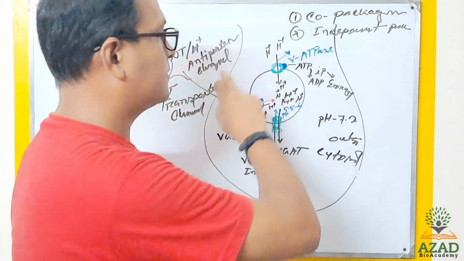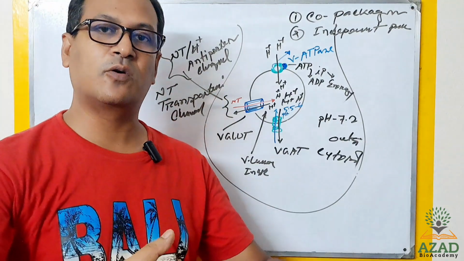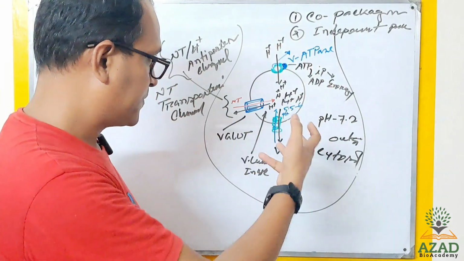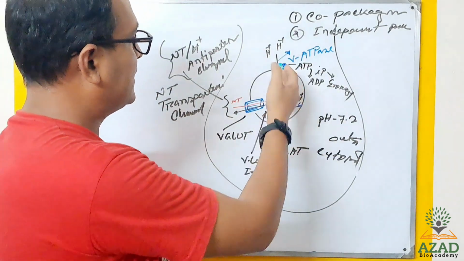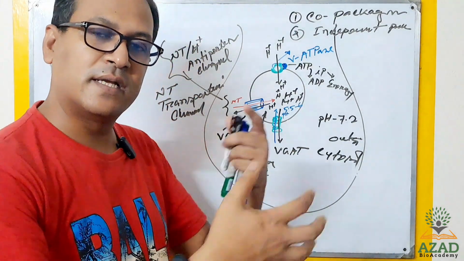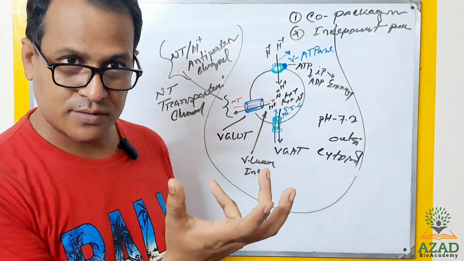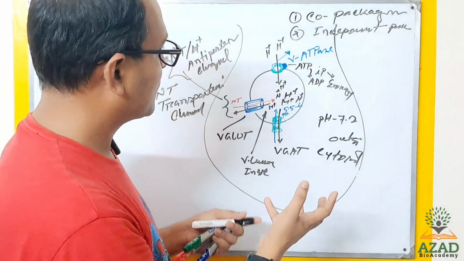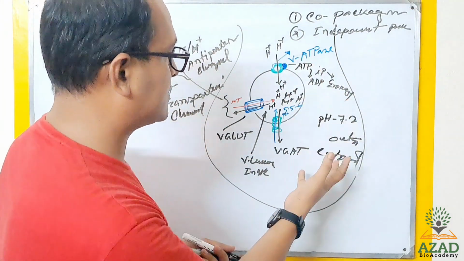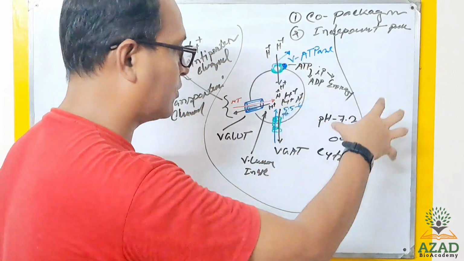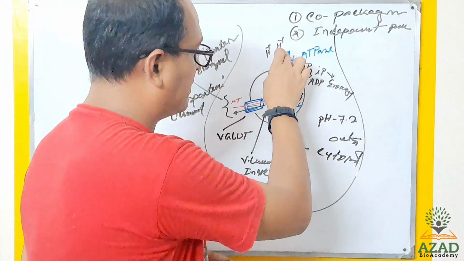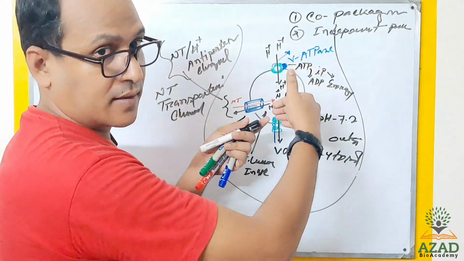This pump, that is the V-ATPase pump, is constitutive from its origin. That means it is always open. Automatically it will work without any influence. It is not that when excessive neurotransmitter is synthesized within the nerve terminal, the excess neurotransmitter will activate it and then it will open. Not like that. It will automatically work. That is a constitutive pump. Okay, continuously it will be active and it will work.